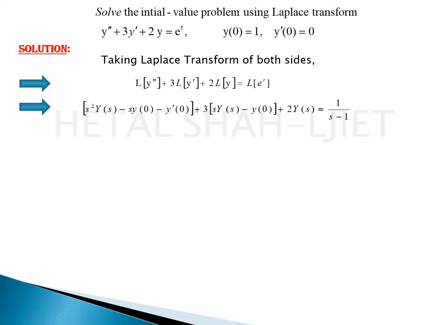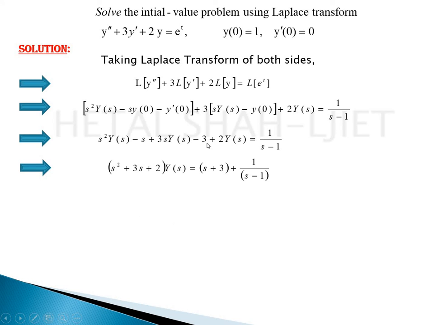Now, the formula of Laplace of y double dash starts with s square y of s minus s y0 minus y dash 0. Similarly, for Laplace of y dash, the power of s starts with 1, that is s y of s minus y0. Now, 2 into Laplace of y, that is 2 y of s. And the Laplace of e raised to t is 1 upon s minus 1. So, by putting the initial condition in this equation, we get s square y of s, value of y of 0 is 1, so just minus s, y dash 0 is 0, plus 3s y of s, this y of 0 is 1, so 3 into minus 1, that is minus 3, plus 2 y of s is equal to 1 upon s minus 1.